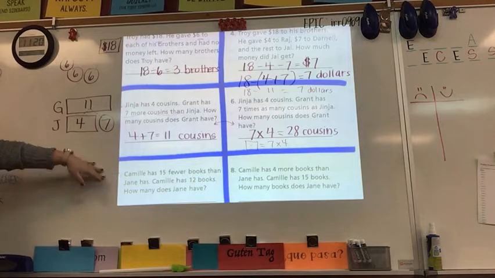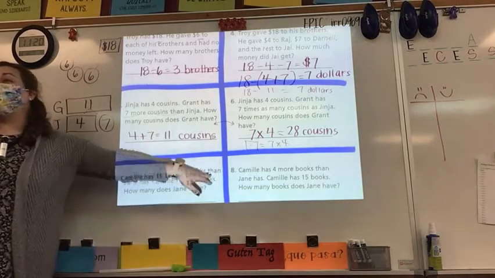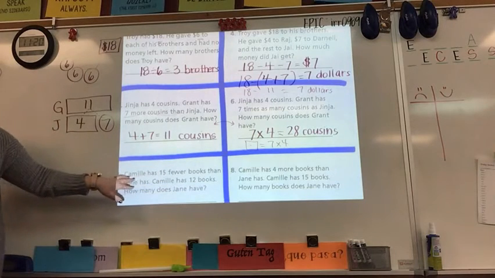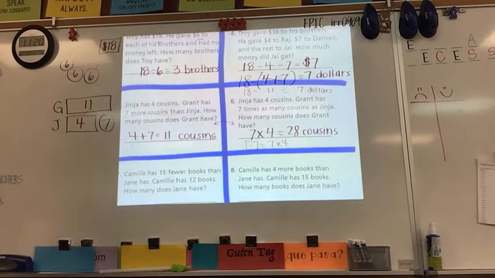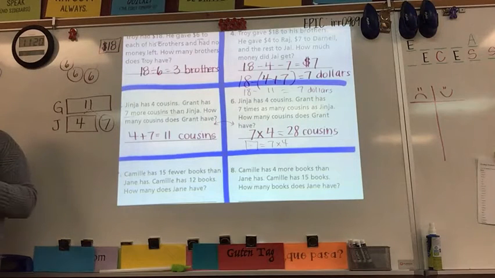Camille has 15 fewer books than Jane has. Camille has 12 books. How many books does Jane have? This is another one where I really think we need a picture. Lots of people came to show it to me, and we didn't quite get it without our picture because the language is tricky. What was our key word that told us the type of picture? Camille has 15 fewer books than Jane has. Keegan?